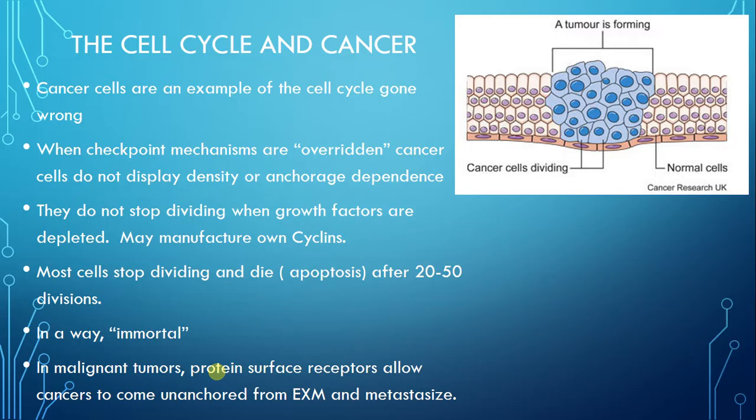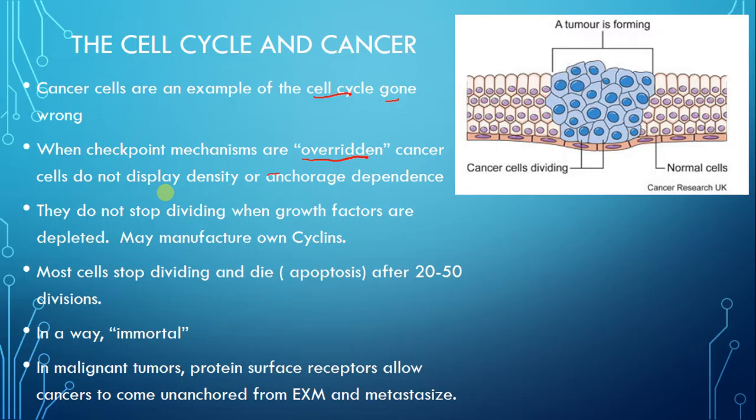So you might have noticed that one of the big implications for this in the cell cycle is cancer. Cancer cells are an example of when the cell cycle regulation has gone very wrong. When checkpoint mechanisms are overridden, cancer cells do not display density or anchorage dependence. So when mutations happen in DNA for cells, it might totally override those checkpoint mechanisms, and the cell will keep dividing, no matter what's outside of the cell.